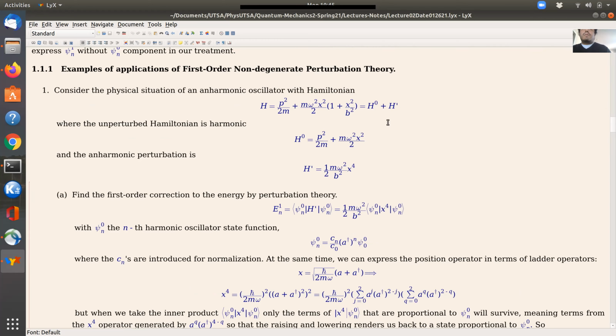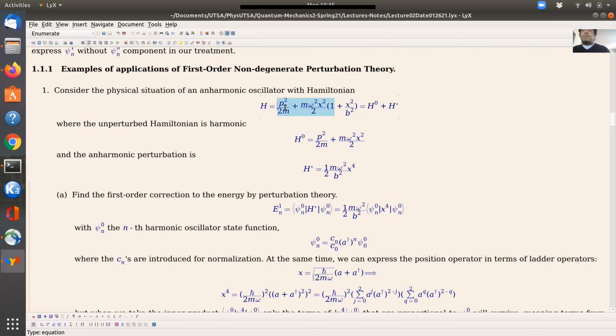And so we're going to show a simple problem where we have the harmonic oscillator plus a perturbation. The problem is the following. Consider the physical situation of an anharmonic oscillator with the Hamiltonian p squared plus m omega squared x squared over 2 times 1 plus x squared over b squared. If you were to restrict only to this term, this is basically a harmonic oscillator. So the anharmonic part is coming from this.